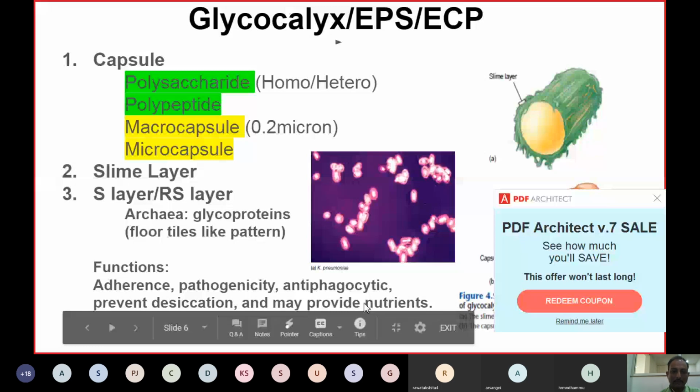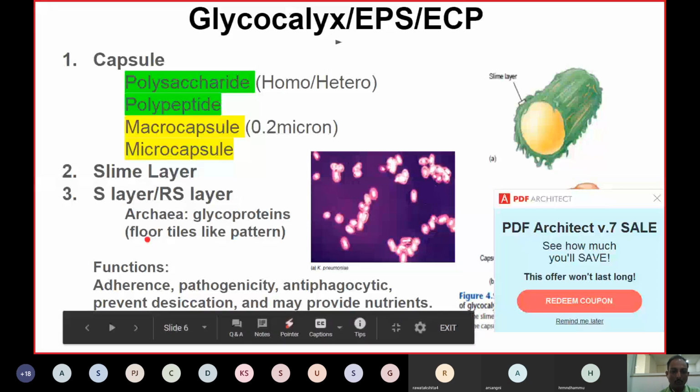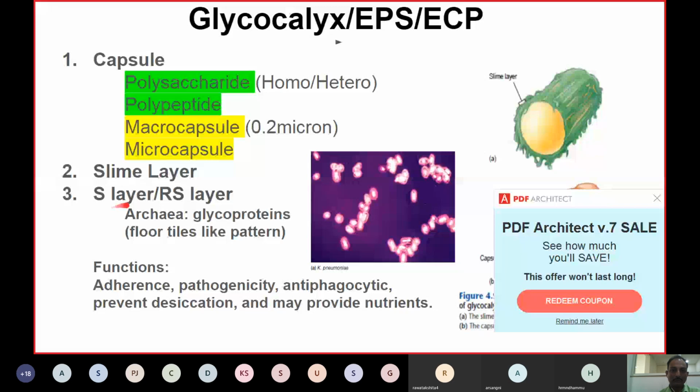But in case of archaea and some of the bacteria, it is present in the form of glycoproteins, which is known as S layer, and it appears as a floor tiles-like pattern. So in archaea and in some bacteria, it is known as S layer. So the glycocalyx or extracellular polymeric substances can exist as capsules, as slime layer, or as S layer.